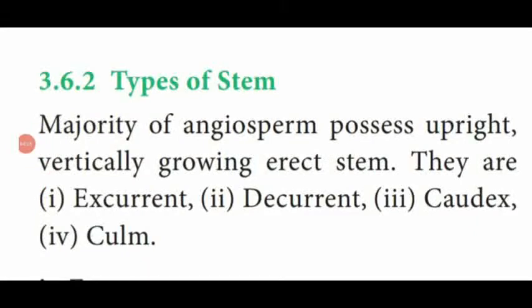Dear students, up to this we have seen the different types of bud. Now we are going to see the types of stem. Normally, all the plants possess an upright, that means straight and vertical growing stem. So these stems are divided into 4 types: excurrent, decurrent, caudex and culm. These are the 4 types of stem.